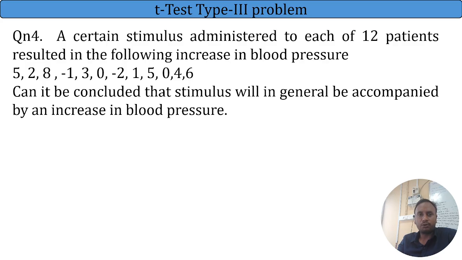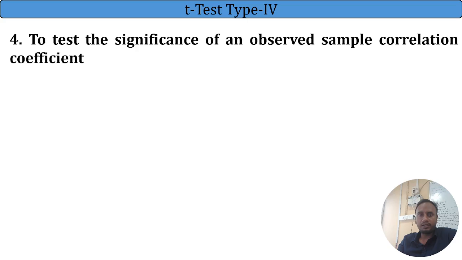It's already given that 12% resulted in the following conditions. Then they're saying accompanied by something. So now we'll test the significance of an observed sample relation, that is going to be correlation. For correlation, the test statistic is going to change.